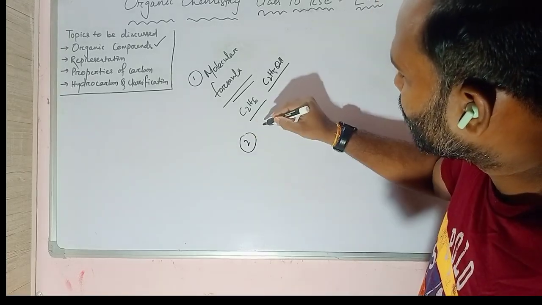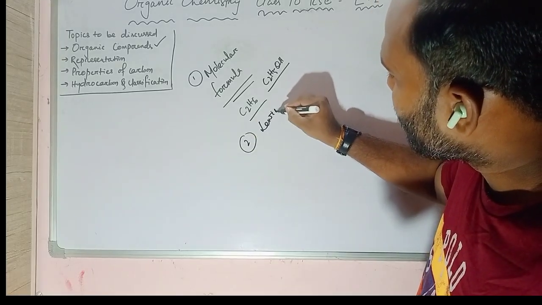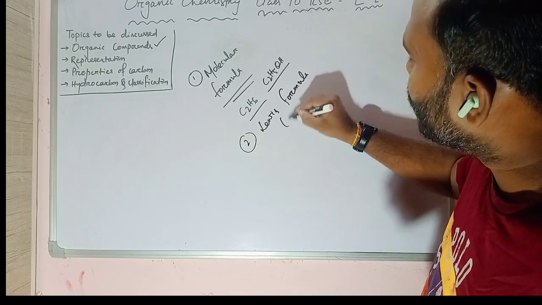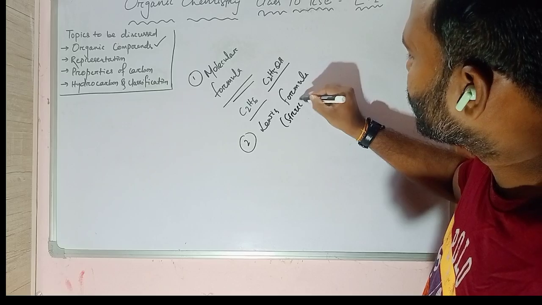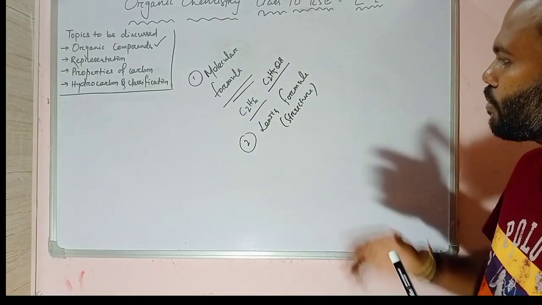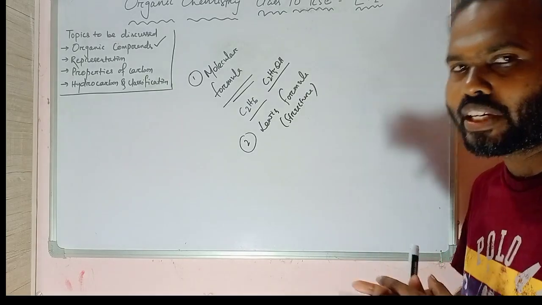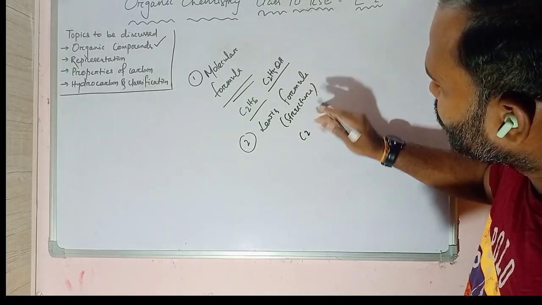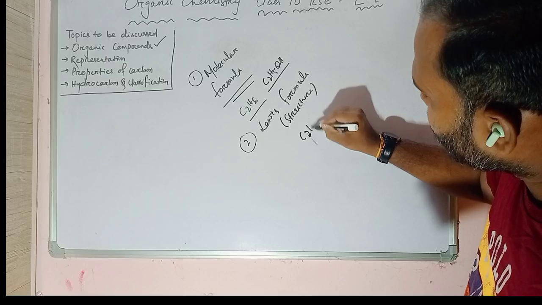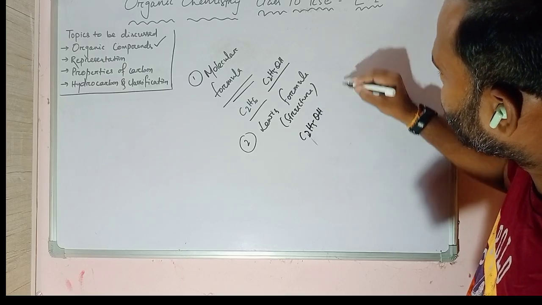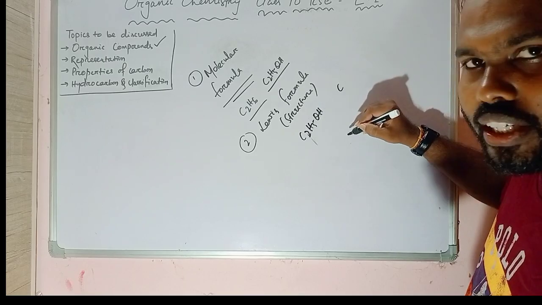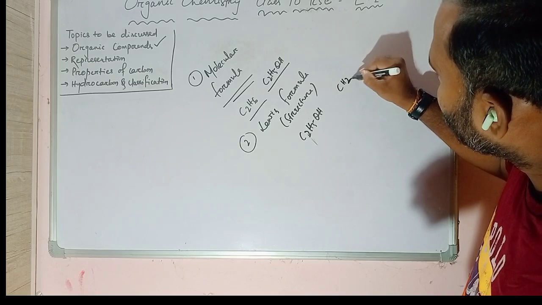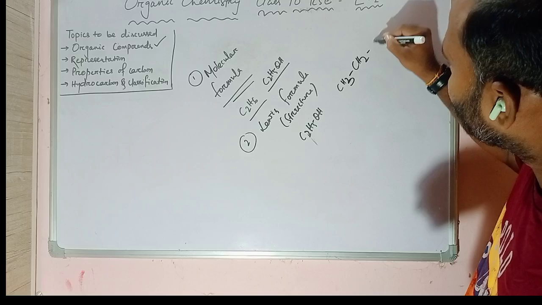The second one is your Lewis structure or Lewis formula. So what is a Lewis formula or Lewis structure? A Lewis formula just represents the lone pair of electrons. Let's say C2H5OH, which is CH3, CH2 and OH.